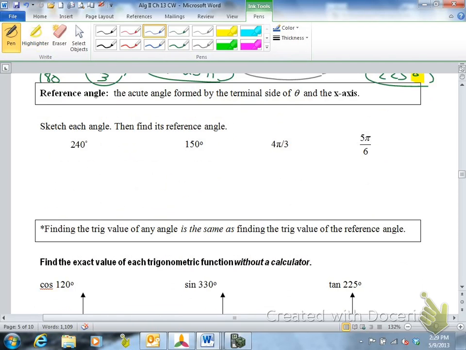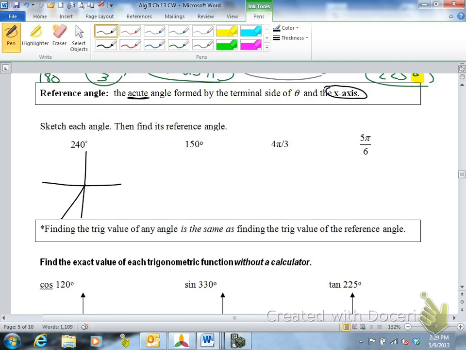Okay, the next part we'll do some drawing again, which is fun. A reference angle is an acute angle. Acute is less than 90 degrees. It's the angle between the terminal side of theta and the x-axis. It's important that you know it's the x-axis. So what that means is, we sketch the angle of 240, which is in the 4th quadrant.